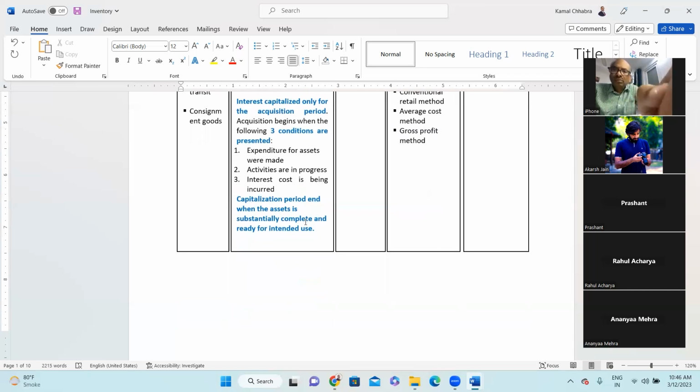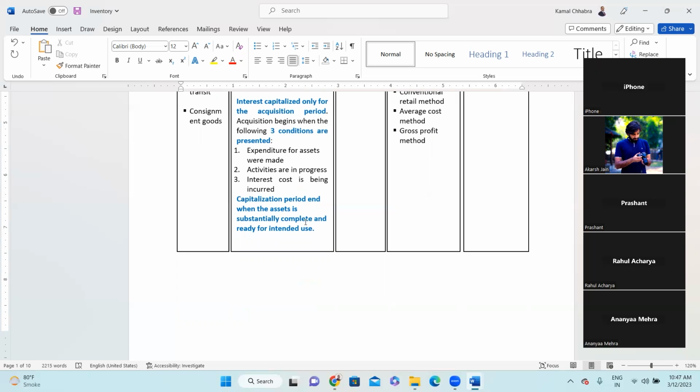Next, which we have discussed, is interest capitalized. Interest is capitalized only for the acquisition period. Like we discussed, acquisition begins when the following three conditions are met. First is expenditure for the assets was made. Second is activity is in progress. Third is interest is being incurred.